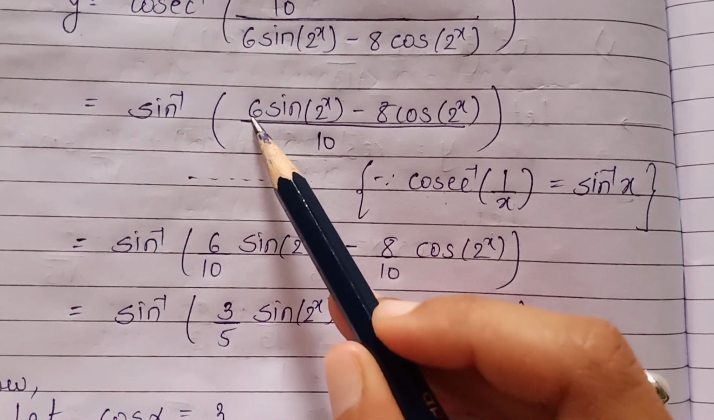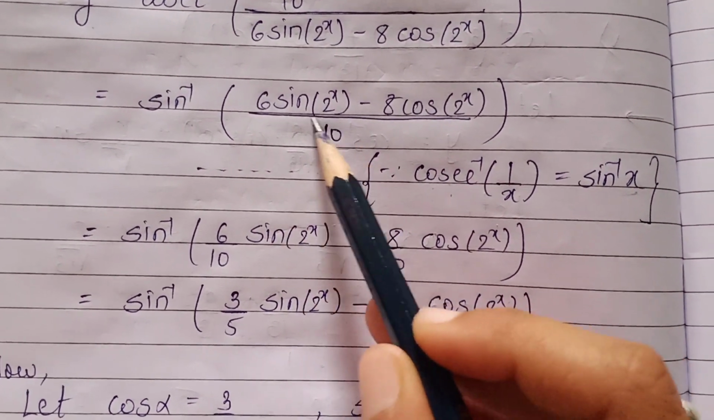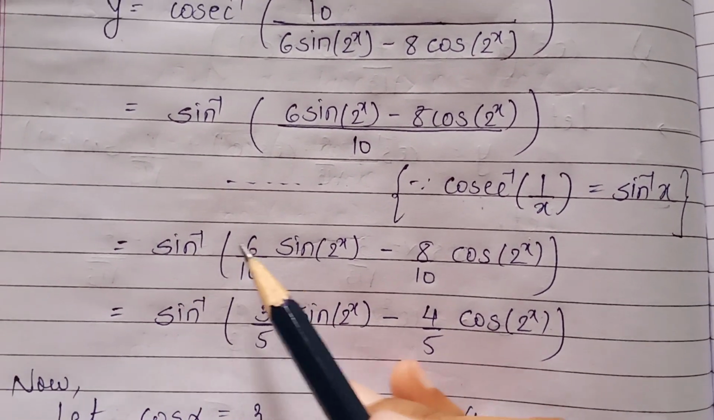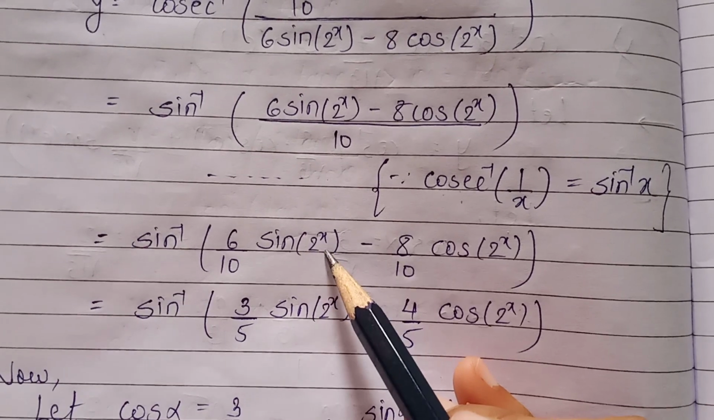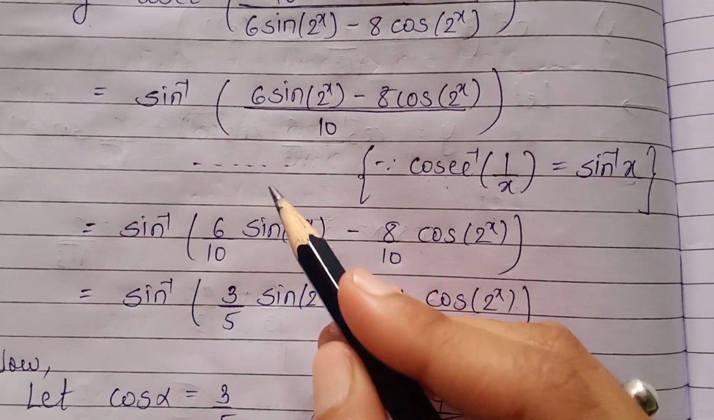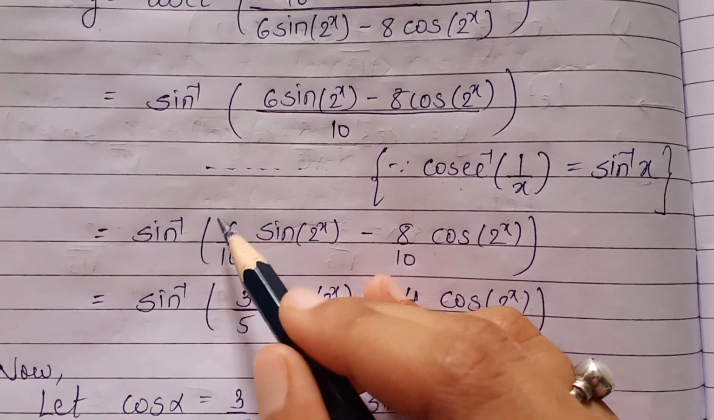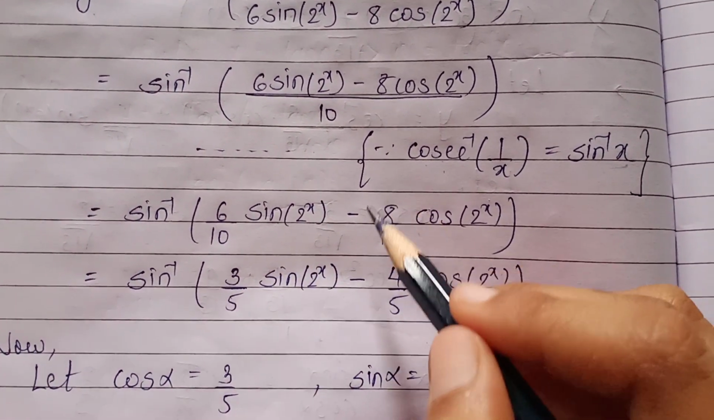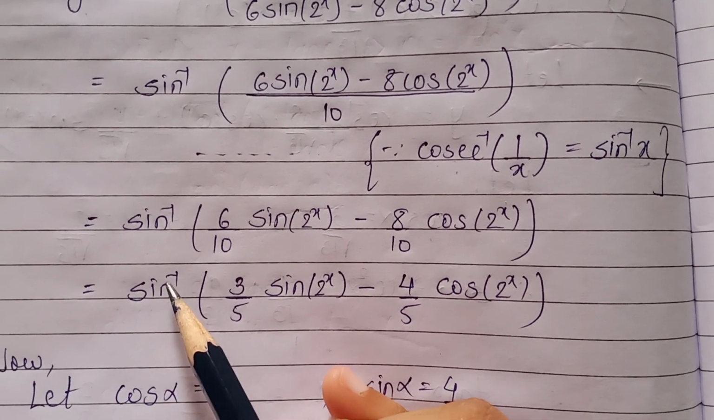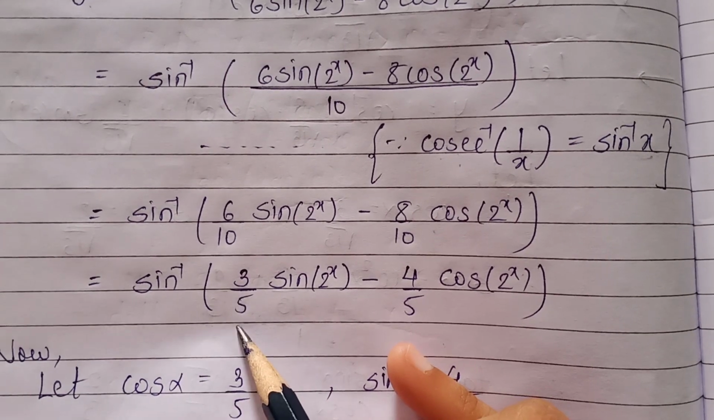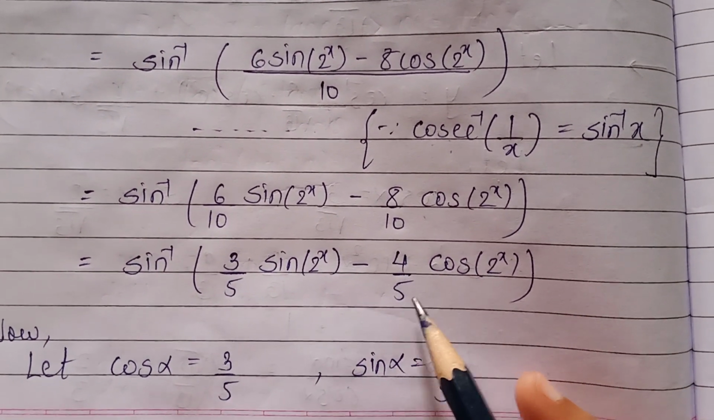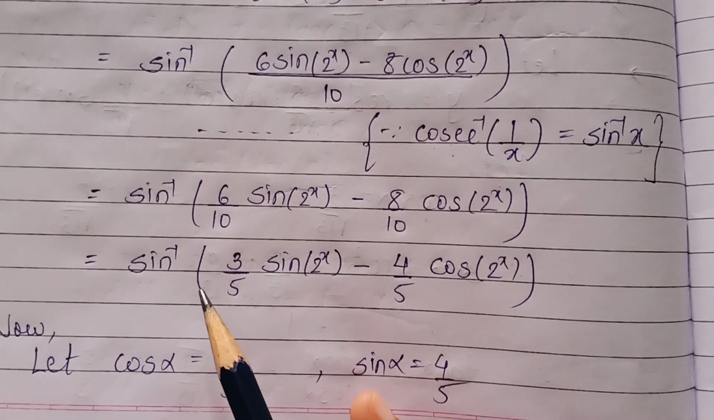Now your work is to distribute this denominator over both parts of the numerator, and we'll get sin inverse of 6 upon 10 into sin of 2 raised to x minus 8 upon 10 into cos 2 raised to x. Now we can see that we can reduce both fractions. So reducing them, it will be sin inverse of 3 upon 5 into sin 2 raised to x minus 4 upon 5 into cos 2 raised to x.